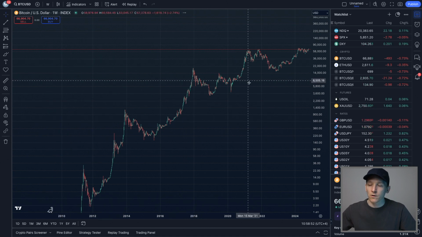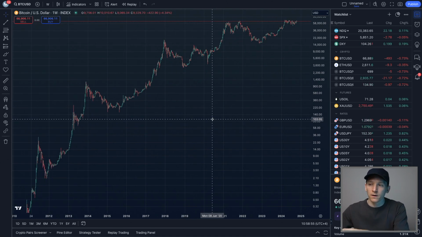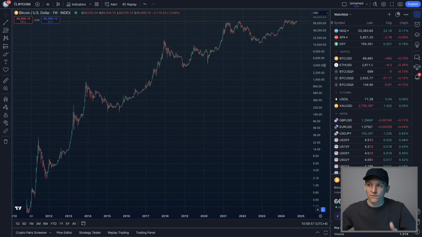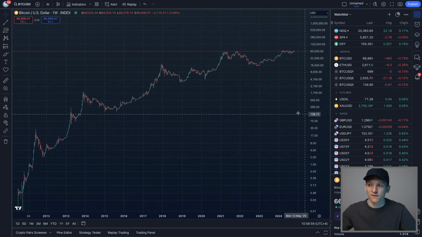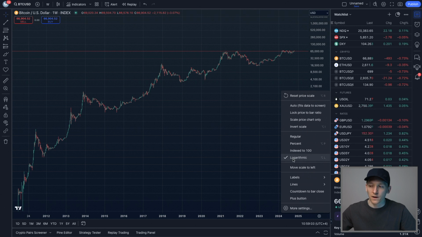So what I do is go over to TradingView. I get the Bitcoin chart here. This works for all the other charts as well, so whatever crypto that you want to trade, I'll just show you with BTC. What I'm going to do is go down to the bottom right, click these settings here, go to logarithmic.